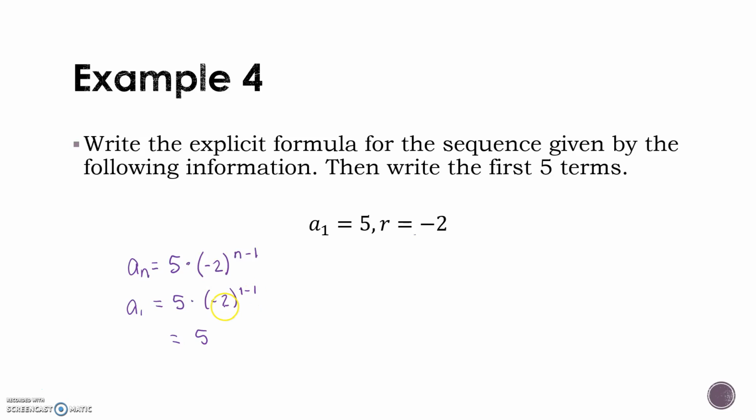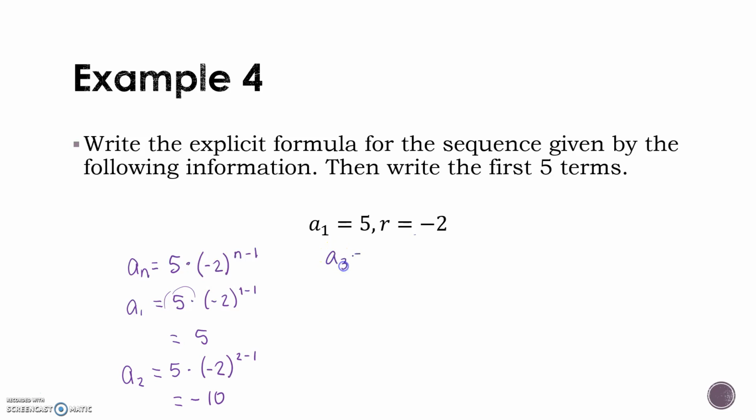Because this would give me 0. -2 to the 0 power is just 1. So really, whenever you plug in a sub 1, because you're going to have 1 minus 1, it should always just be whatever your first term is. A sub 2 equals, now we're going to do 5 times -2 to the 2 minus 1. 2 minus 1 gives me 1, and -2 to the first power is -2, so I'm going to get -10.